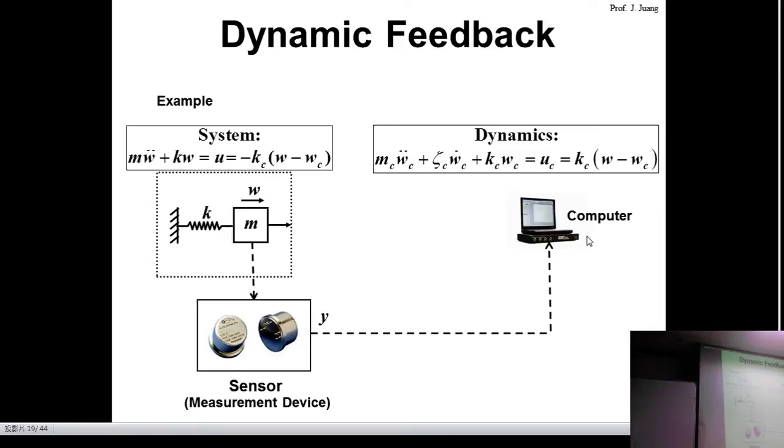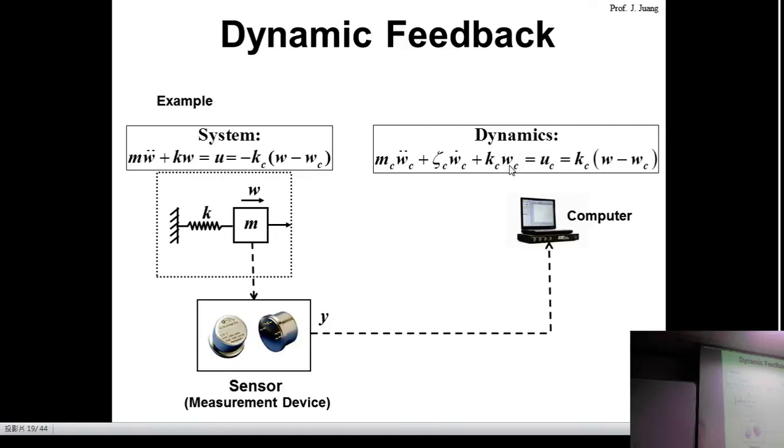This is all a virtual system. Uc is equal to Kc parentheses W minus Wc. So I'm saying Wc is a virtual Wc, but W is the measurement. It comes from here. It's from my measurement. So only the real value is W. All the others are just a virtual system existing in the computer only.